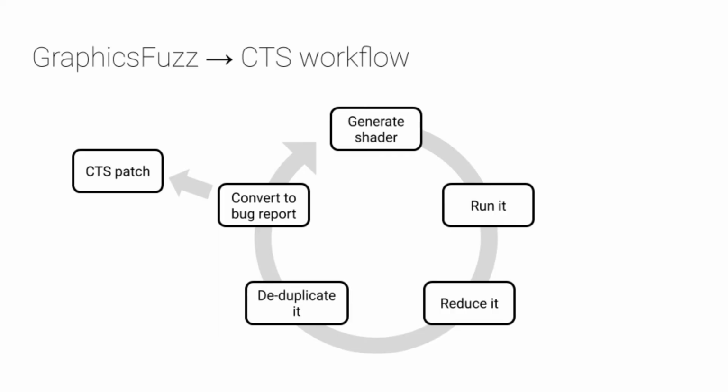The GraphicsFuzz CTS workflow we've thus built involves a process of continuously generating a shader, running it against the device, if it triggers an interesting bug, reducing it, then looking to see whether it's similar to other bugs we may have seen before, and if it isn't, converting it into a bug report and making a CTS patch from that bug report so that a corresponding test can be contributed directly to the Vulkan Conformance Test Suite.